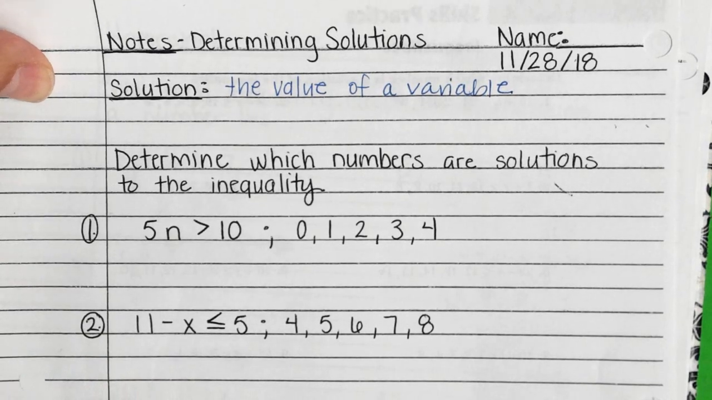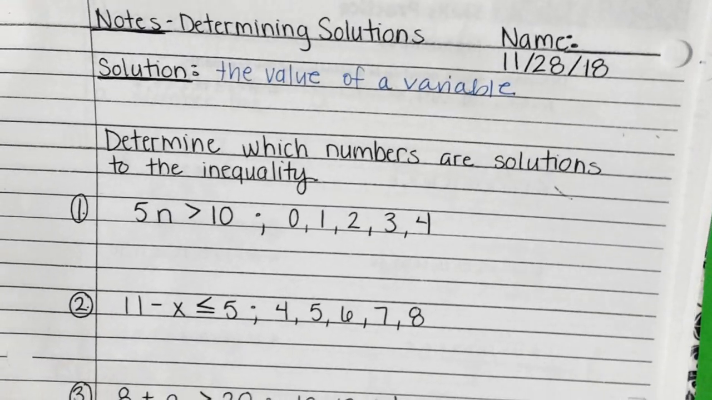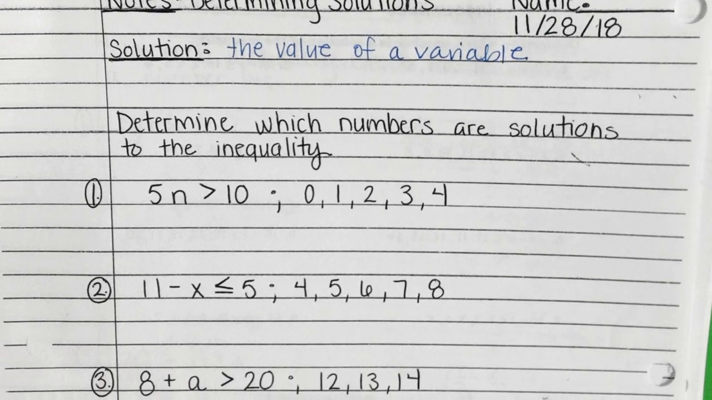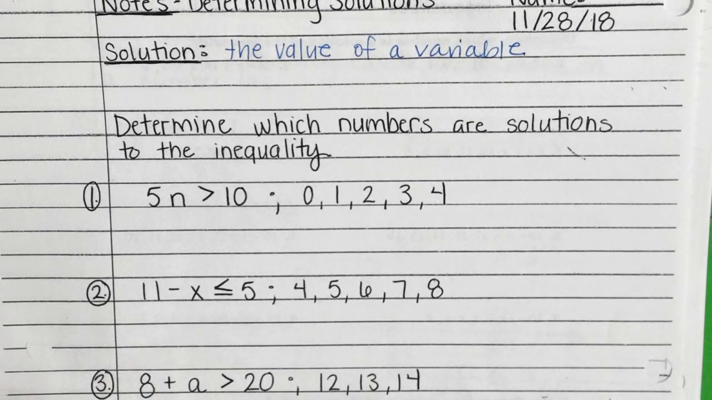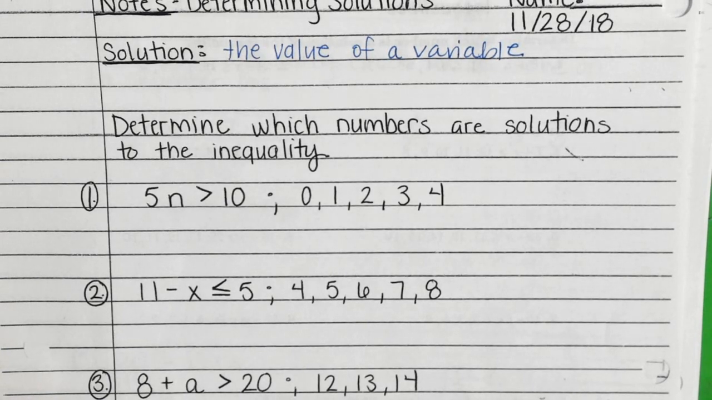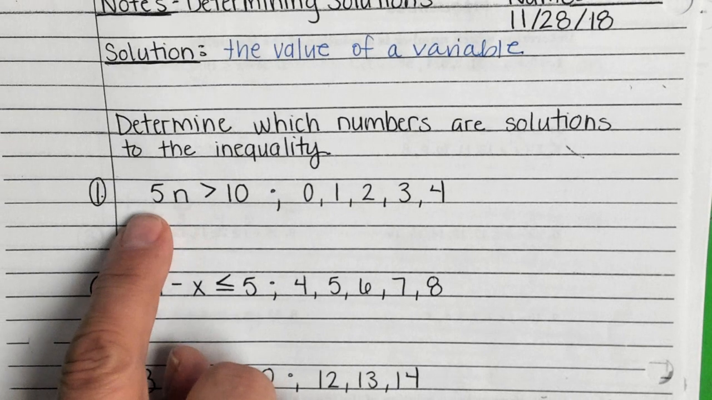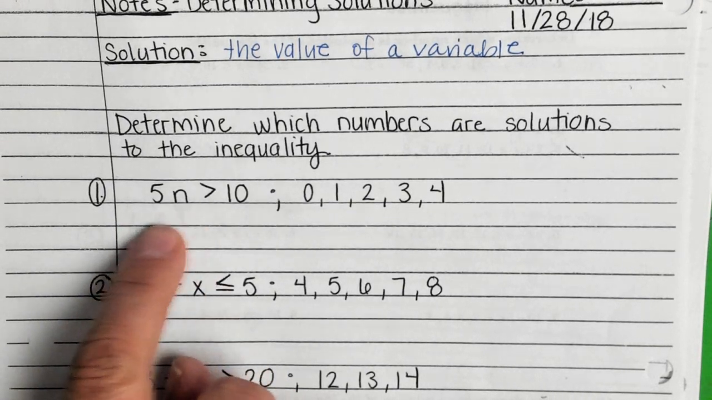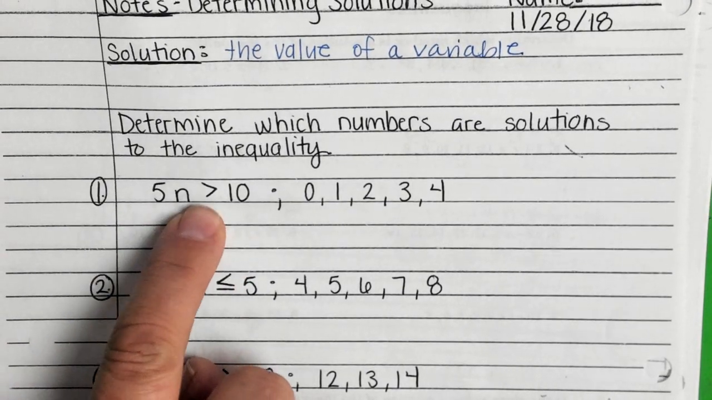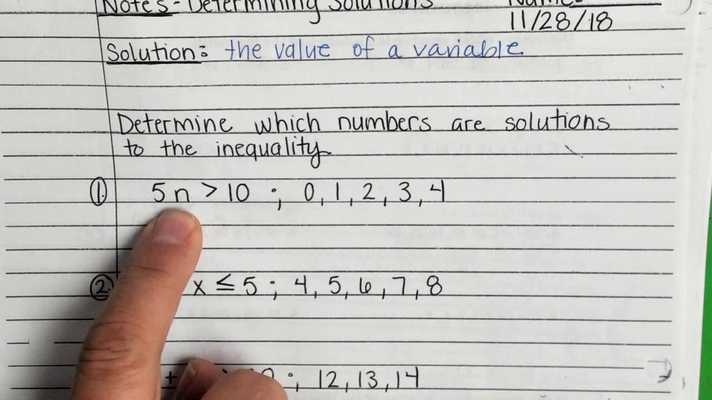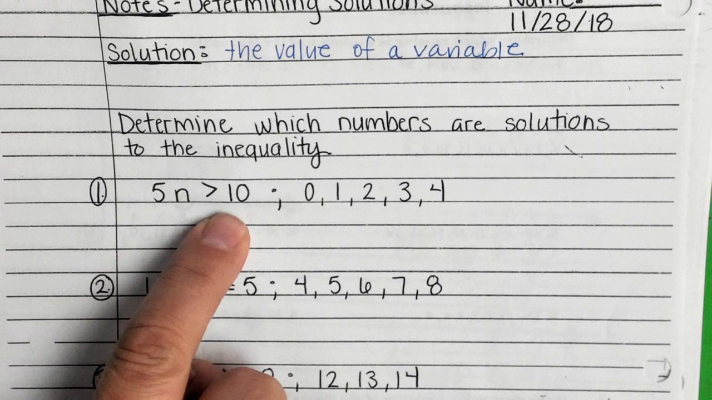So remember when we had expressions like x plus 4 and x equaled 3, and we would plug in 3 for x and solve it? That's exactly what we're going to do today. We've got an inequality right here: 5n is greater than 10. What does that 5n mean I'm doing? Multiplying. So 5 times n is greater than 10.